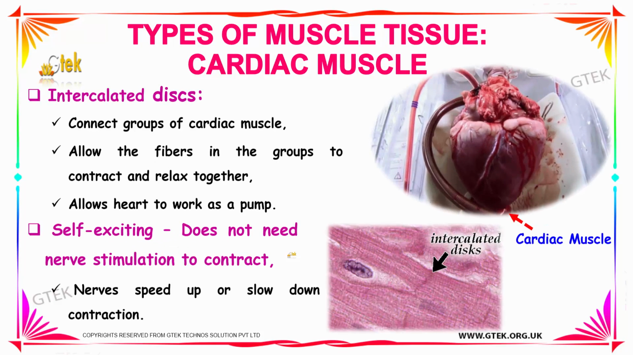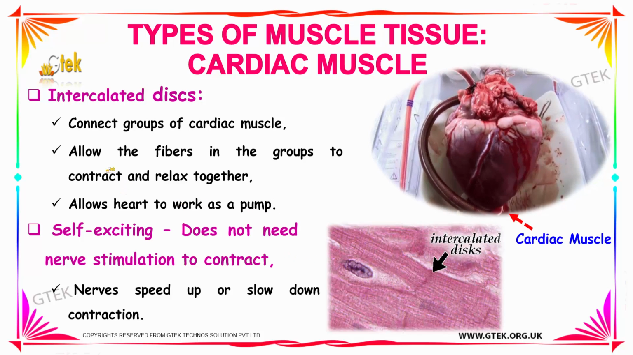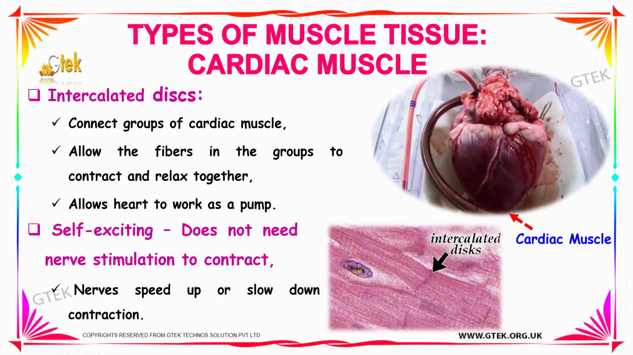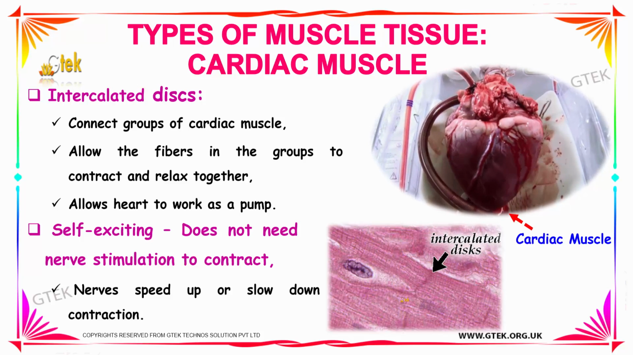Next we are going to discuss the cardiac muscle. Cardiac muscles have intercalated discs which connect a group of cardiac muscle. Here you are able to see the intercalated discs in the cardiac muscle. It connects the group of cardiac muscle and it allows the fibers in the groups to contract and relax together. It allows the heart to work like a pump.